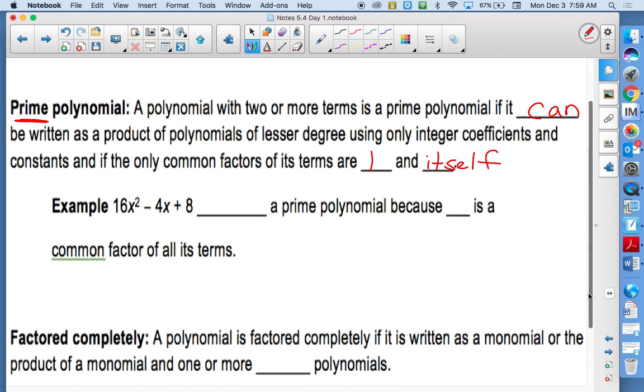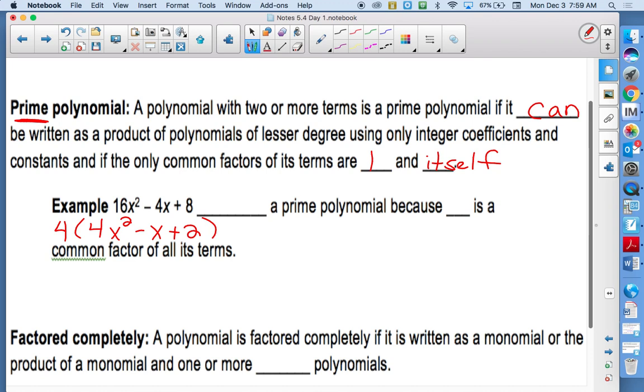It can be factored. Julian, can you take out a 4? We can take out a 4. So Julian, if you take out a 4, what happens then? So then it would be 4 times 4x squared minus x plus 2. So that's the first question that we need to ask ourselves.